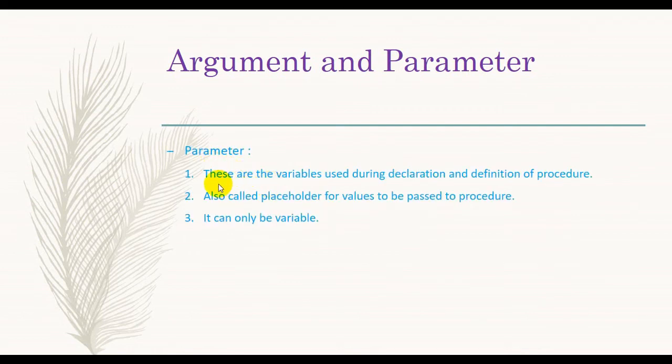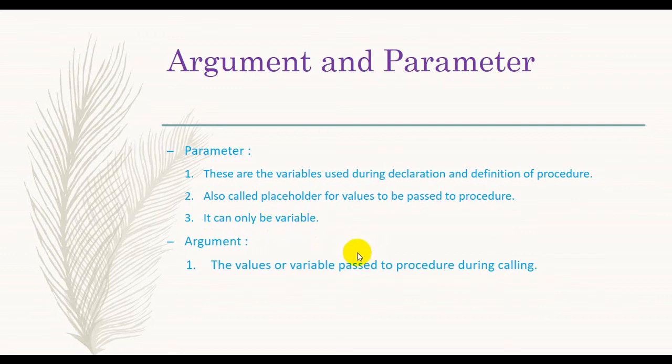So parameters. Parameters are the variables that we use during declaration of the sub procedure or function procedure. That means in the declare statement, whatever we write inside bracket, that is called the parameter. They are also called the placeholder. That means they actually receive the value and perform calculations in the definition. It can only be a variable. That means constants cannot be used here.